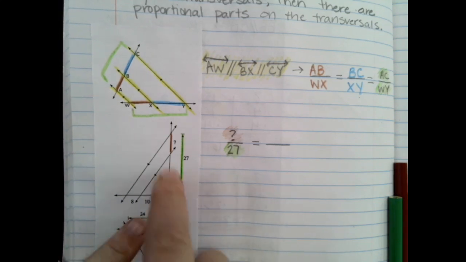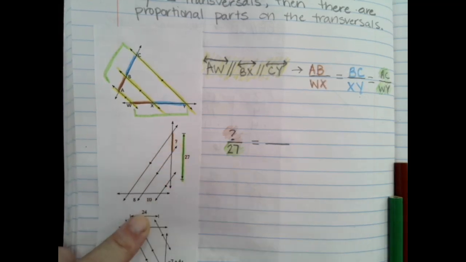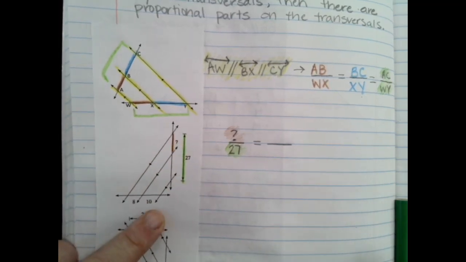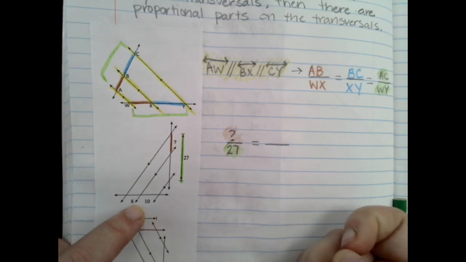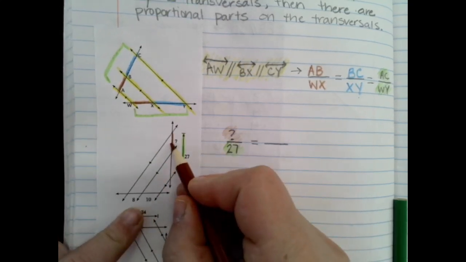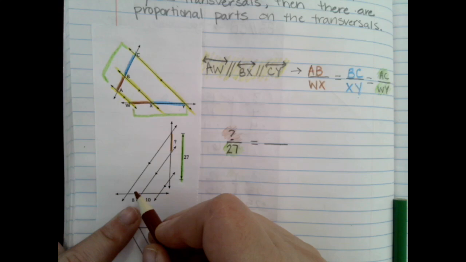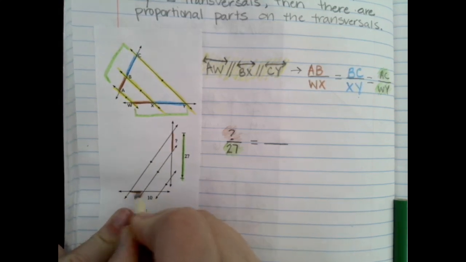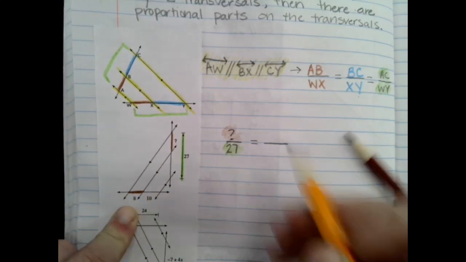So I'm starting with the smaller part. Would that be the 8 or the 10 that matches with that question mark? If I stay in that lane and I drive down that lane, it matches with 8. So I'll put 8 on top.